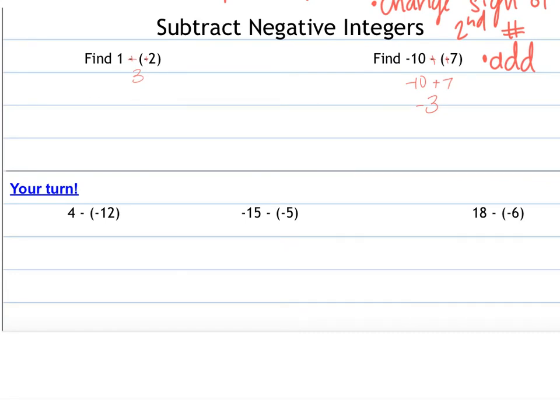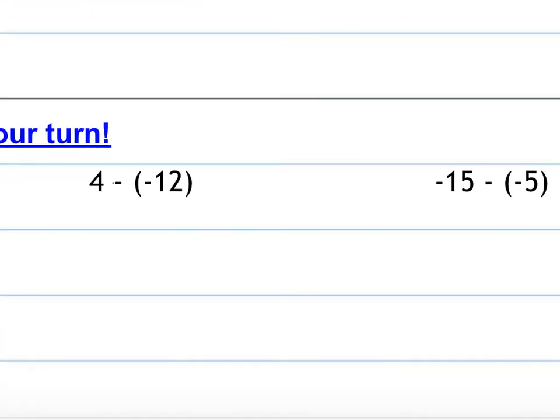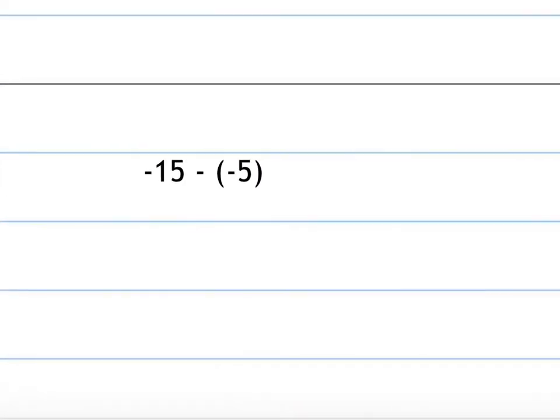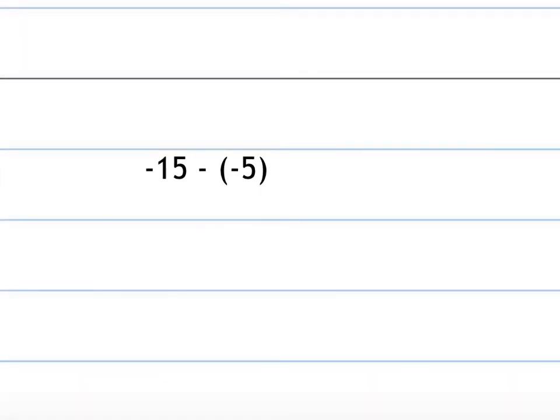4 minus negative 12. Well, change to addition. Change the sign of the second number from negative to positive. Now 4 plus 12 is 16. Negative 15 minus a negative 5. Change subtraction to addition. Make the negative 5 into a positive 5 because we take the opposite sign. Now we have a negative 15 plus 5. Since the signs are opposite, we subtract. 15 minus 5 is 10. We have more negatives, so our answer is negative. And I know I have more because 15 is bigger than 5.